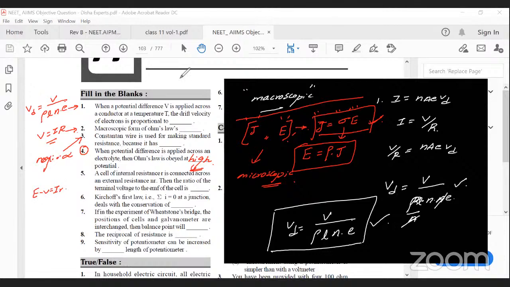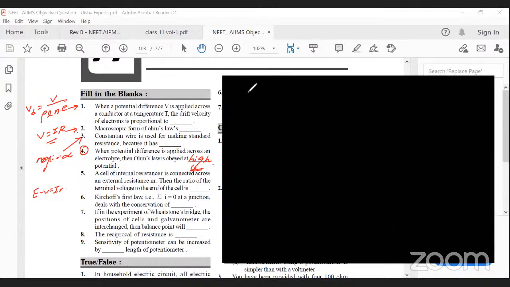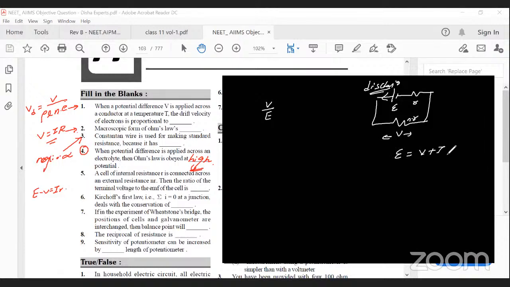Here we need the relation between the terminal voltage and the EMF. Let's assume the cell is discharging. With the EMF, the internal resistance r, and across this I'm adding a resistor n into r, in series connection, the terminal voltage across the resistors will be there. So E is equal to V plus I into r. I need to find the terminal voltage and EMF relation, so I'll take V is equal to E minus I into r.